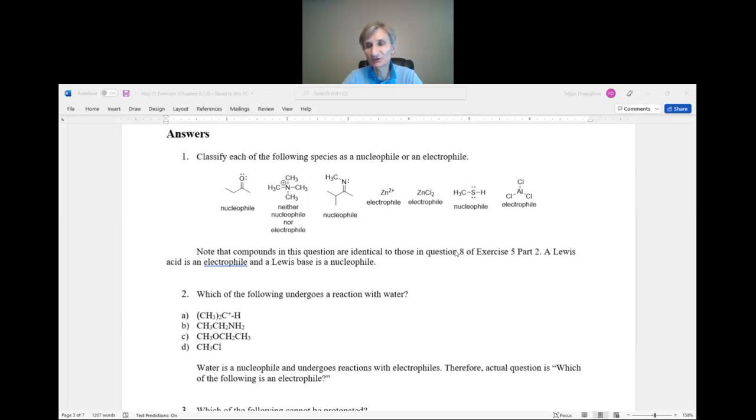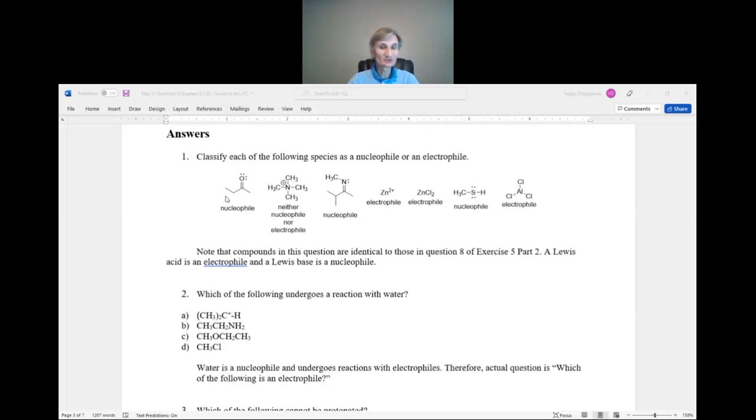Nucleophile is electron pair donor, so it must have at least one free electron pair. If it has more than one, it's still a nucleophile, but it can donate only one of those electron pairs. And electrophile is electron pair acceptor, so that means it must have an empty orbital. Frequently, charges are associated with nucleophiles and electrophiles, negative charge with nucleophile and positive with electrophile, but charges don't make species nucleophile or electrophile.